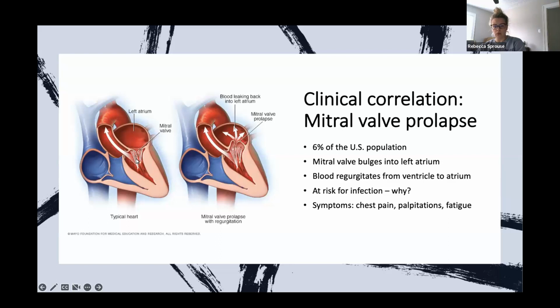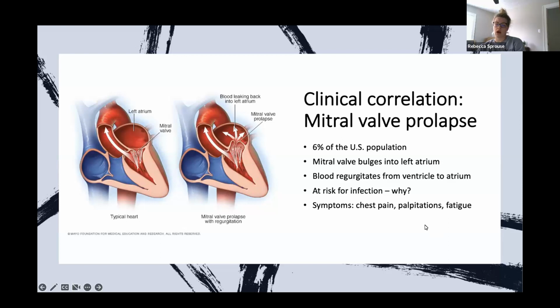So those cusps have to be closed with the correct amount of tension coming from those chordae tendineae. Now, if those chordae tendineae get weak or get stretched out, now those valves can go up into the atrium kind of like this. And you can see how those cusps don't make that nice straight closure. And so now when this ventricle squeezes, some blood might leak back up into that atrium.